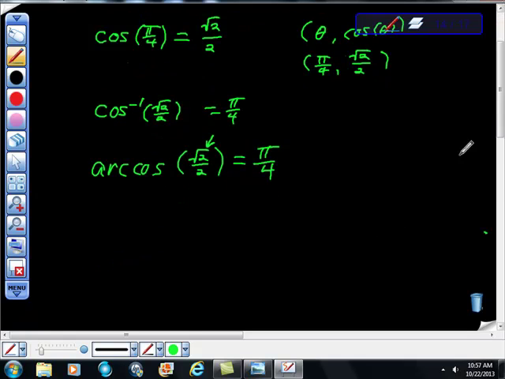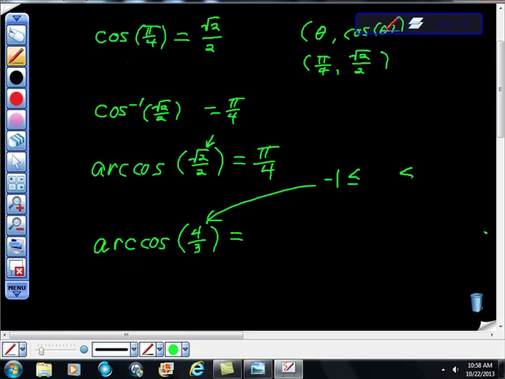What if I did this, though? What is arc cosine of 4/3? How do I know this is undefined? Tell me something about the number 4/3. Remember, this number has got to be greater than or equal to -1, but less than or equal to what? To 1. Is it? So this is undefined.